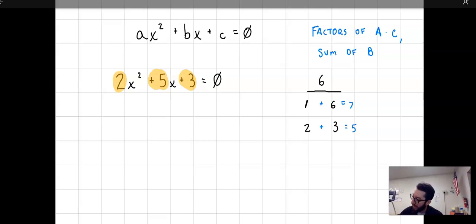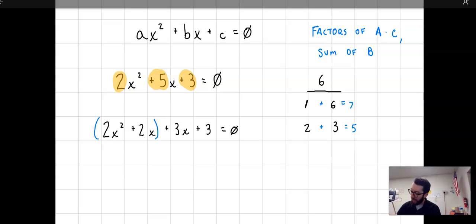So I'm going to rewrite the equation now: 2x squared plus 2x plus 3x plus 3 equals 0. Same as the other part, right? The only difference was a times c. Otherwise, you break up your middle term and you still cut it in half. You've got first half, second half.